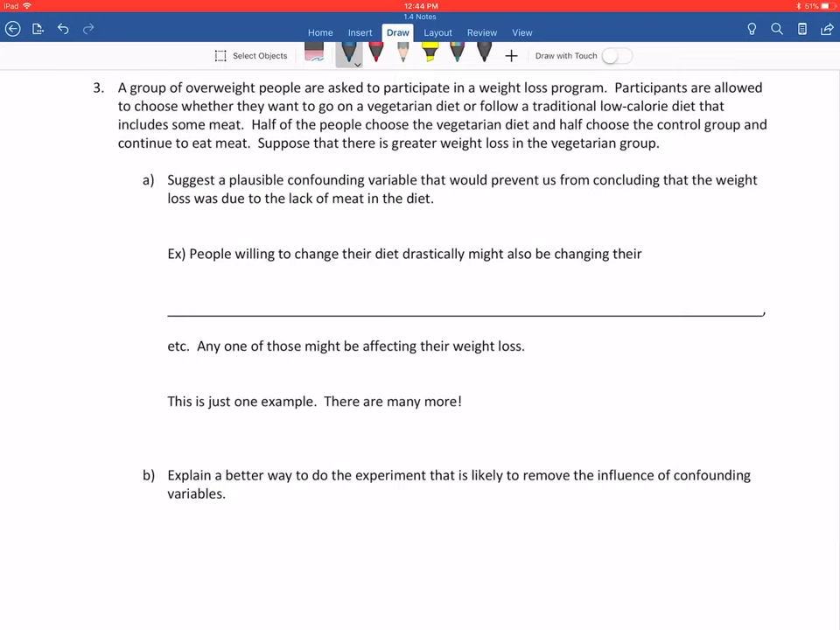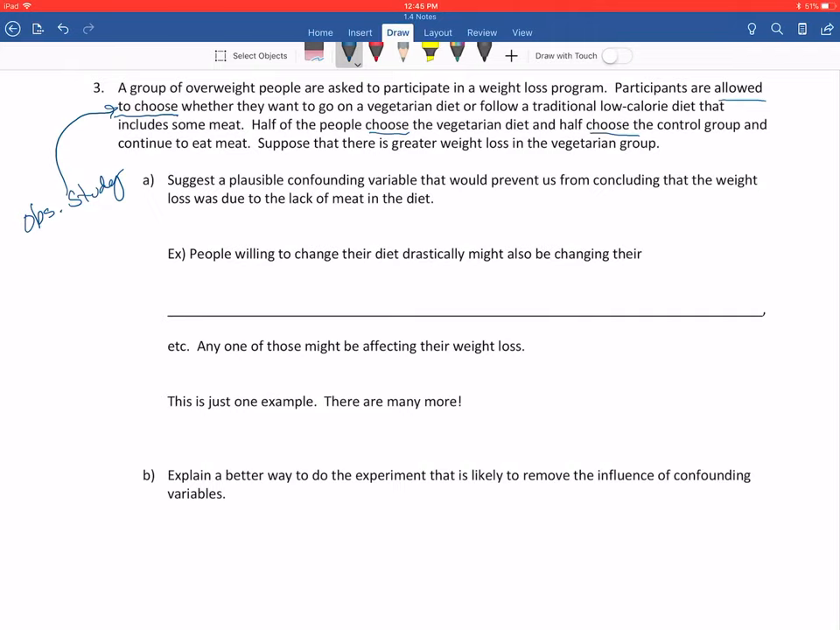A group of overweight people are asked to participate in a weight loss program. The participants are allowed to choose whether they want to go on a vegetarian diet or follow a traditional low-calorie diet that would include some meat. Half of the people choose the vegetarian diet and half choose the control group, and they continue to eat meat. Suppose there is greater weight loss in the vegetarian group. Okay, I see all over the place up here keywords that let me know this is an observational study. There was self-selection. They were choosing which group they wanted to be in. And so because of that, there's going to be confounding variables everywhere.